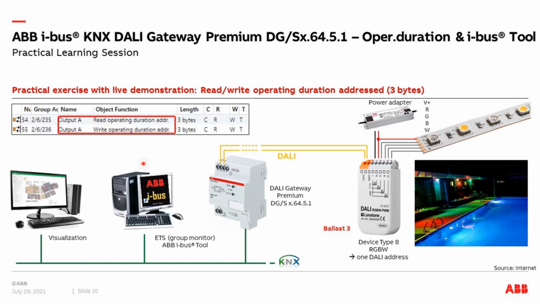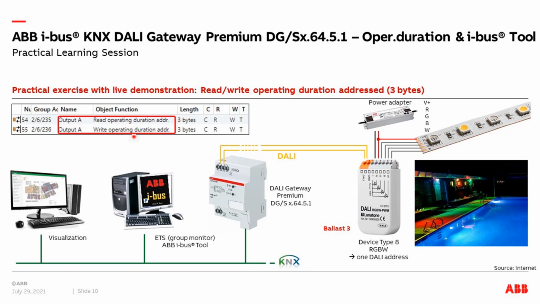The next exercise is we want to use this at-rest function. Then you will see we get an object for the complete output, read operating duration, and another object for writing operating duration. These are 3 byte objects. In the 3 byte objects, we must have the operating hours, which is 2 byte information. And in the other byte, we have the information if it's, for example, a group or a ballast, and the address of the group or the ballast.